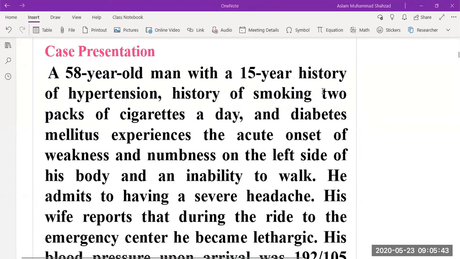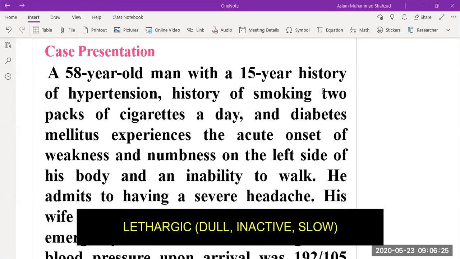So I start my topic with one of the case presentations. A 50-year-old man with a 15-year history of hypertension, a history of smoking 2 packs of cigarettes a day, and diabetes mellitus experienced the acute onset of weakness and numbness on the left side of his body and an inability to walk. He admits to having a severe headache. His wife reports that during the ride to the emergency center, he became lethargic.